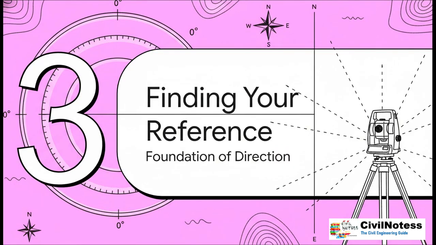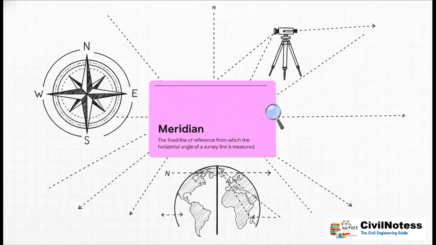All right, we've been throwing around this idea of measuring angles a lot. But an angle measured from what? You need a starting line, a 0 point, right? In surveying, we call that reference line a meridian. And trust me, it is the absolute foundation for everything we do with direction. Yep, think of the meridian as your baseline, your North Star for the entire project.